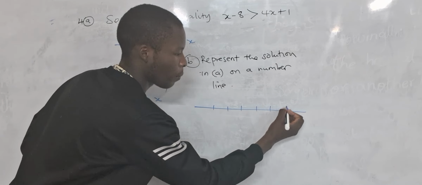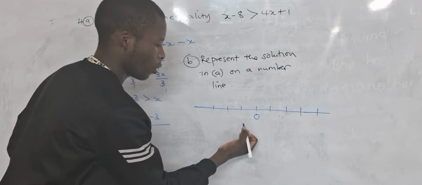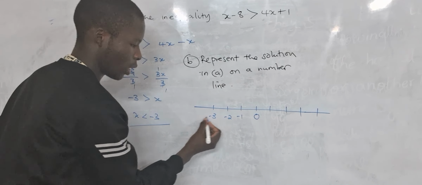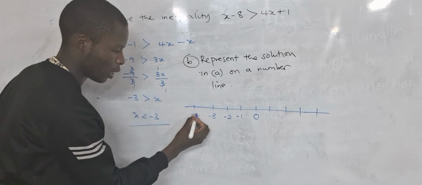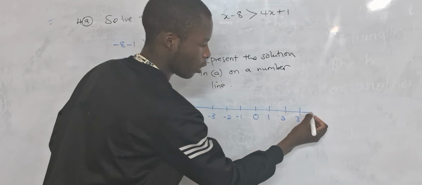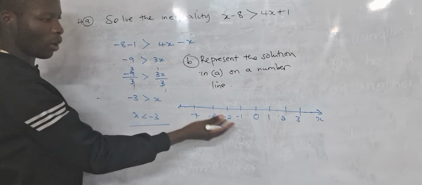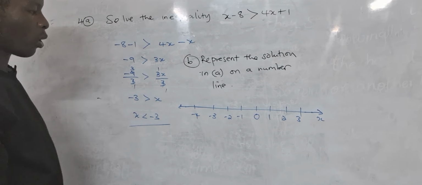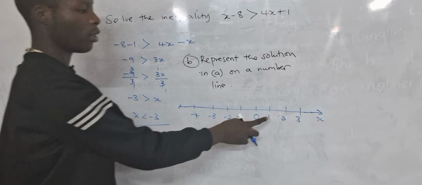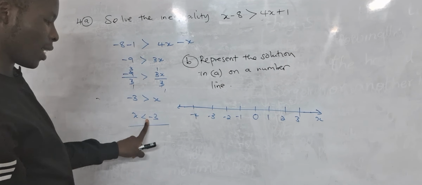You use your ruler. This is 0, 1, 2, 3. This is negative 1, negative 2, negative 3, and this is negative 4. What are these? These are the x values. Likewise, it's going in all directions: negative 1, negative 2, negative 3, negative 4, negative 5, negative 6. This is 1, 2, 3, 4, 5. It's going like that. We have x is less than negative 3.